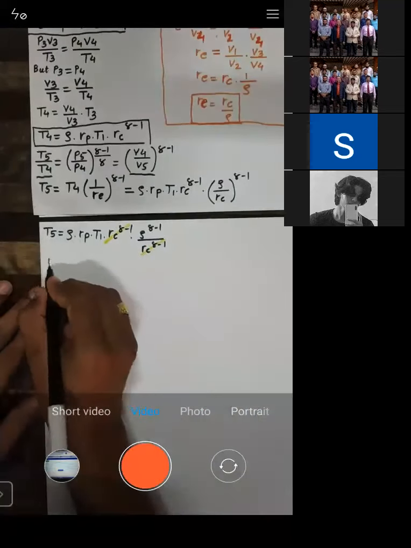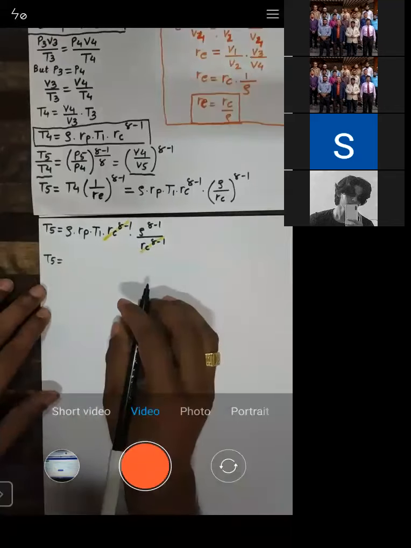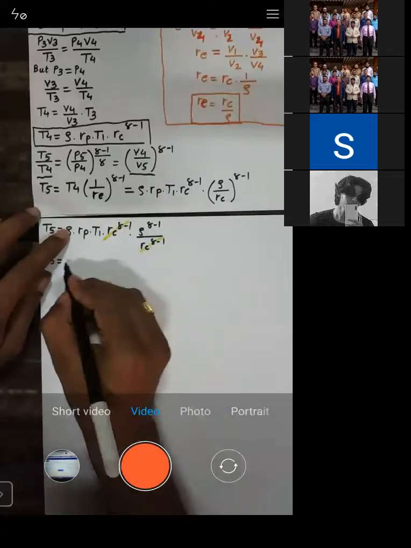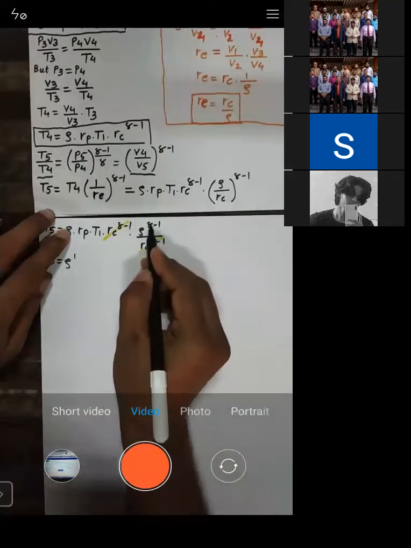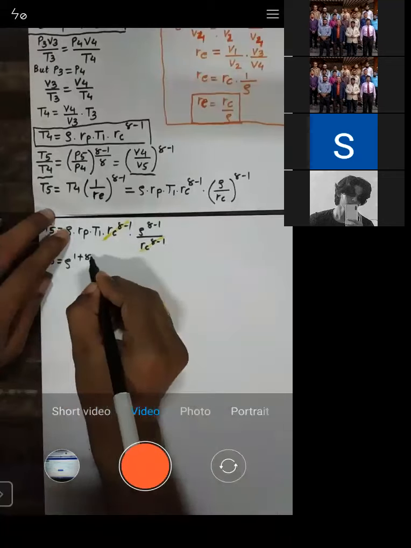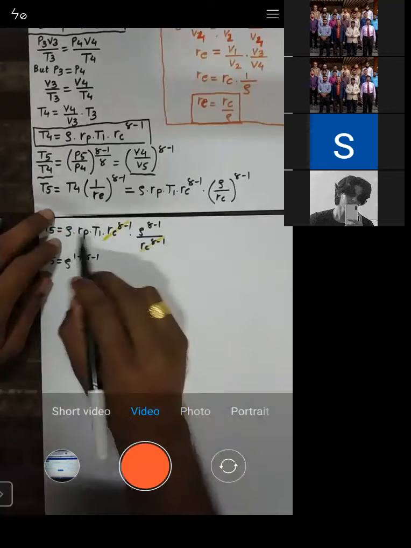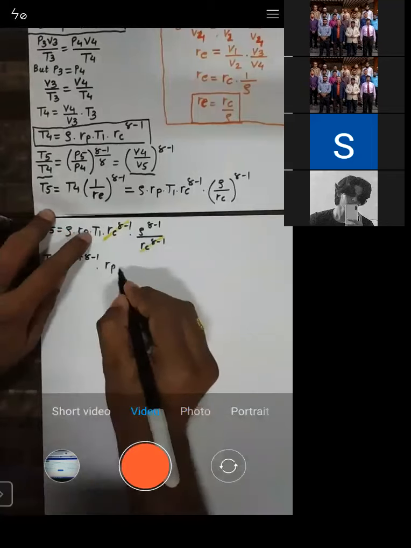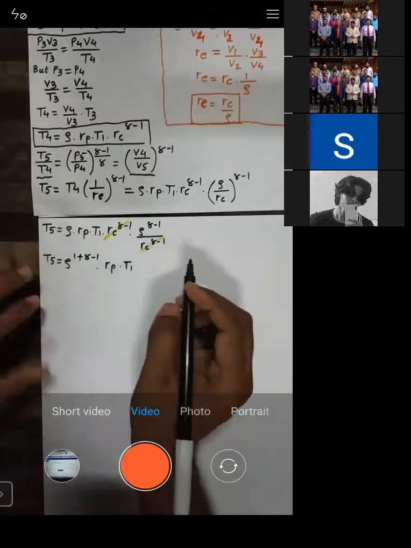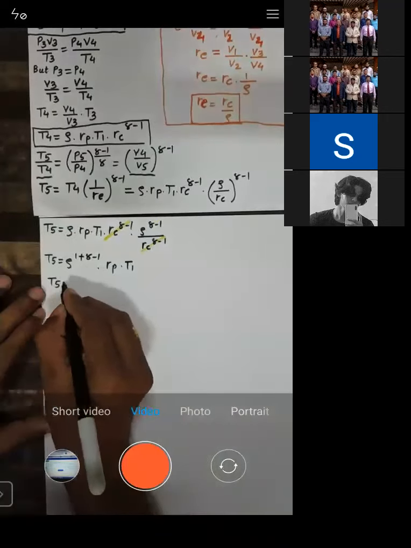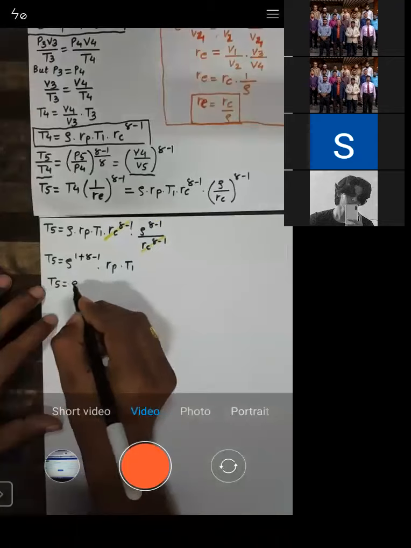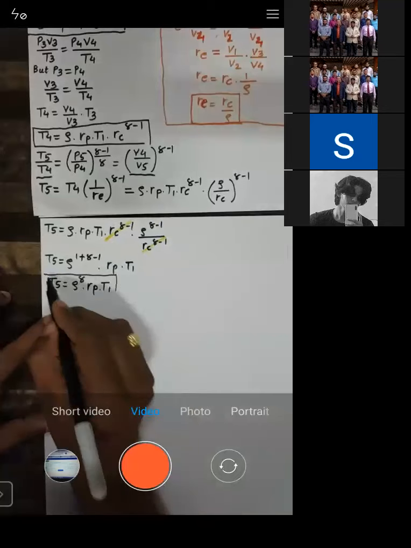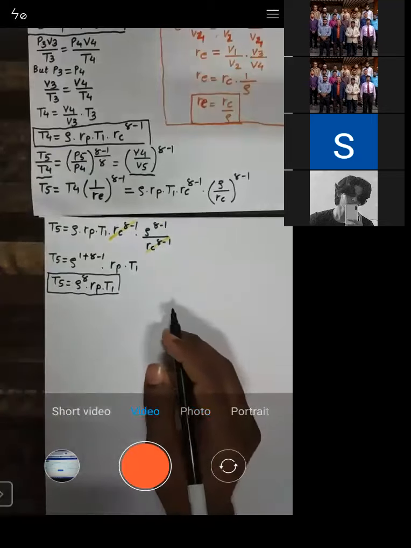Now what is remaining is T5 is equal to, see here rho is already there. What is the power of rho? The power of rho is 1, and here the power of rho is gamma minus 1, so that is plus gamma minus 1. These two are in multiplication, so we add their powers, into Rp into T1. So 1 minus 1 gets cancelled, and T5 is equal to rho raised to power gamma into Rp into T1. This is the value of T5 that I got.